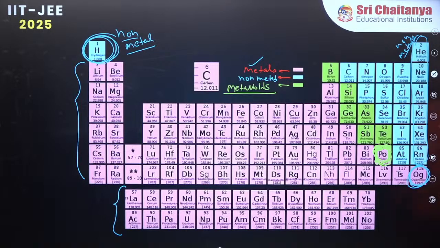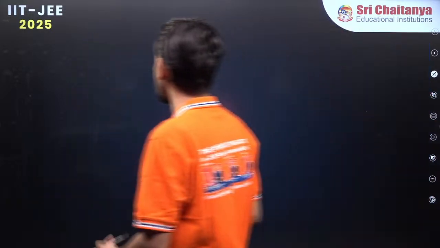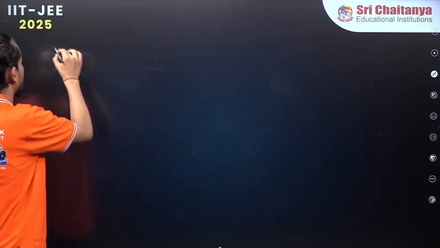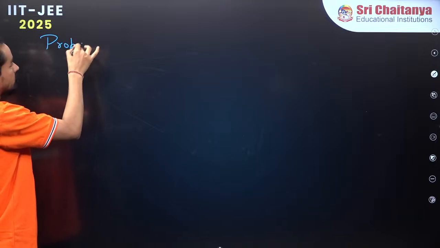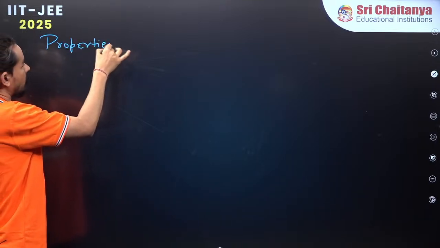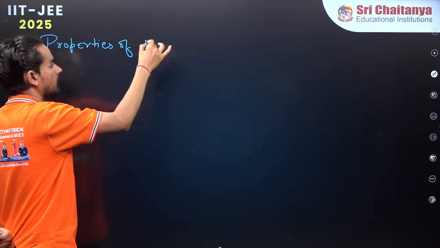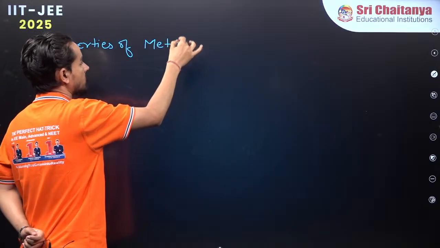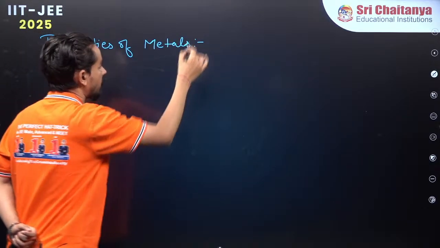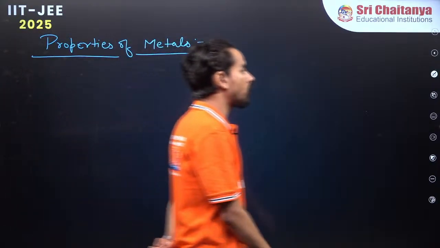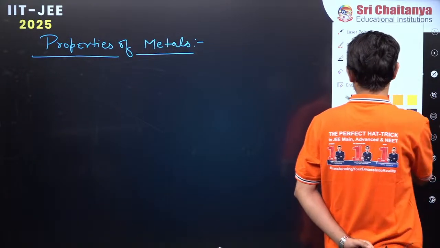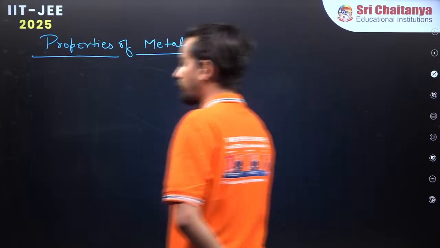Okay, I think now we can move to some more things, that is properties of metals, non-metals and metalloids. So first we will write properties of metals. What are the properties of metal? What behavior makes someone a metal? Okay, let us think about properties of metal.